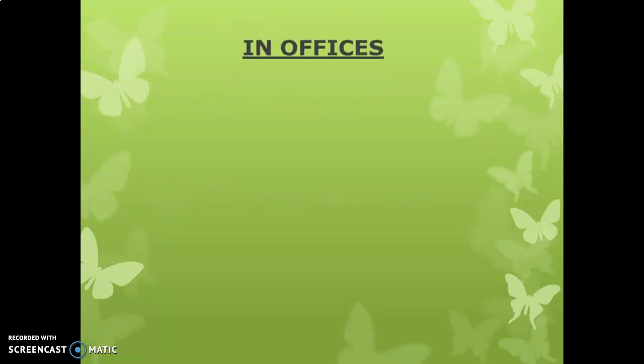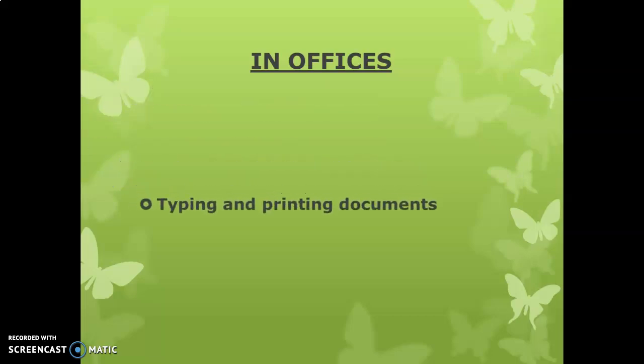The next place is offices. When your father or your mother goes to the office, so what do they do? They can type and they can print the documents. That means whatever they are typing on the computer, they can get the printout also on the paper.